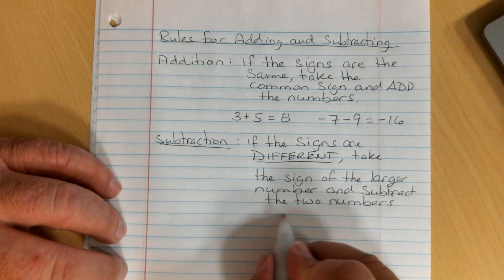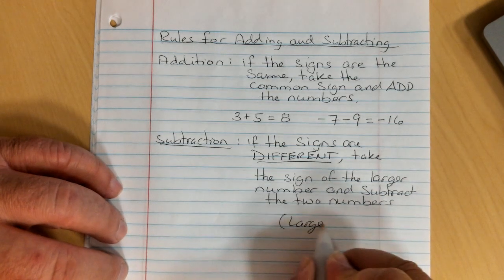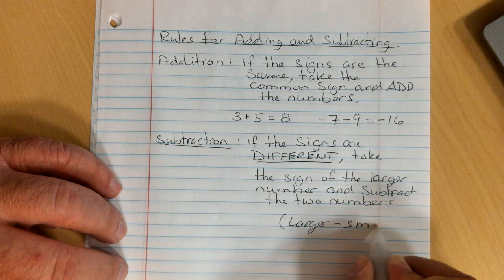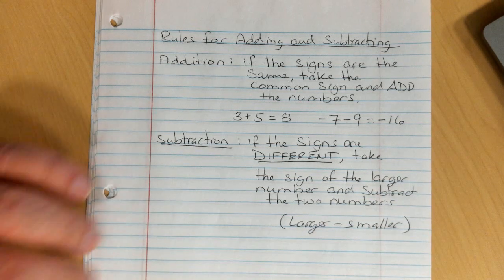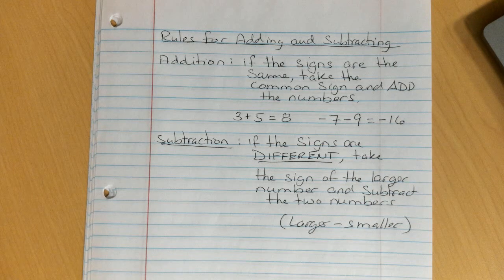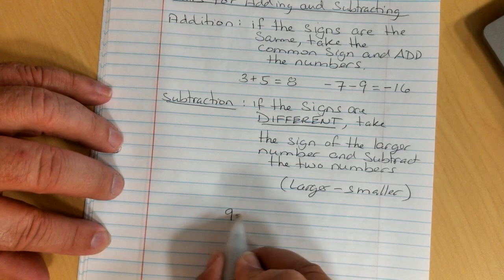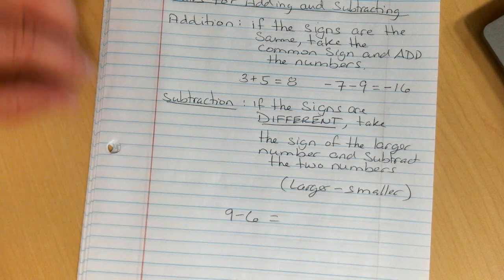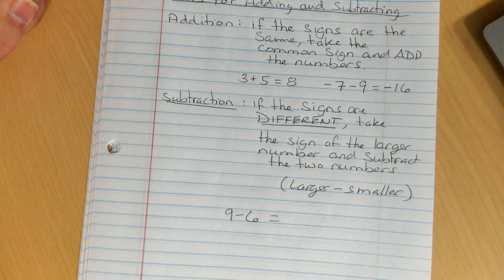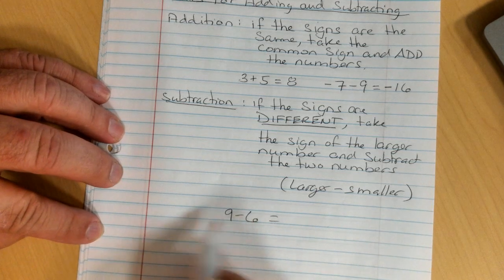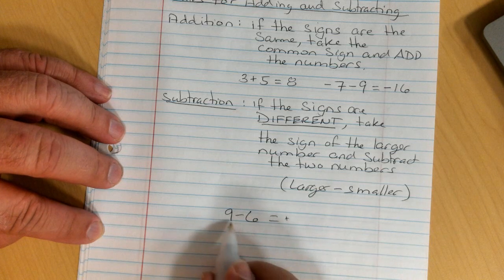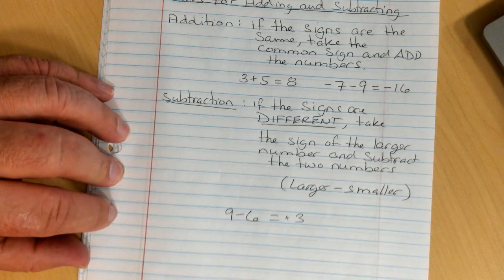When I say subtract, I always mean larger minus smaller, right? It's always going to work. 9 minus 6. Is the answer going to be positive or negative? Why? Because 9 is bigger than 6 and it's positive. So the answer will be positive. 9 minus 6 is 3.